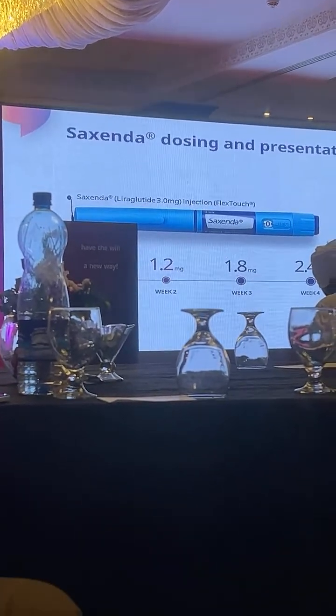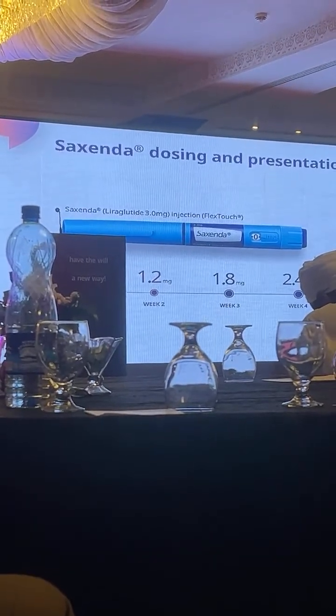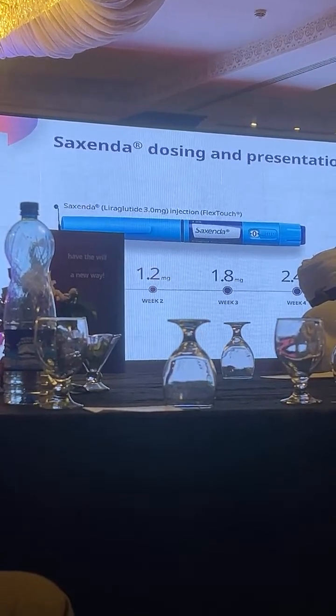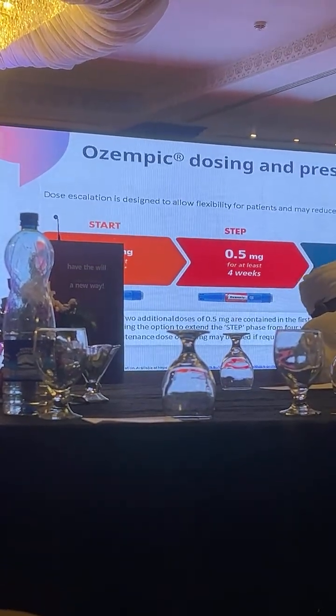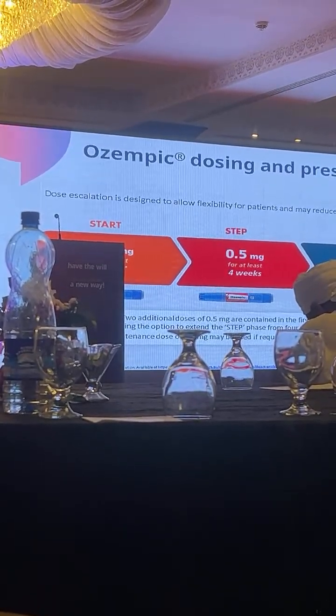So just a couple of slides about the dosing, just as a reminder, as we are coming towards the end. With Saxenda, you titrate from 0.6 and you add 0.6 all the way till you reach 3 milligrams on a weekly basis. With semaglutide, or sorry, with Ozempic, 1 milligram, you start at 0.25, then you double it to 0.5, then you double it to 1 milligram.